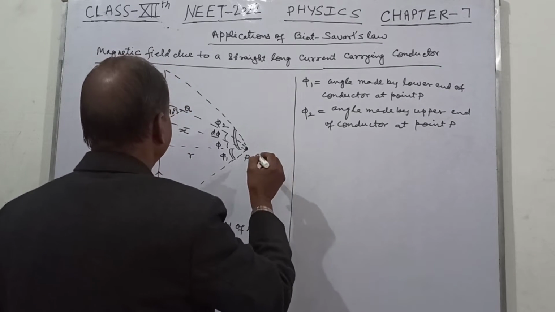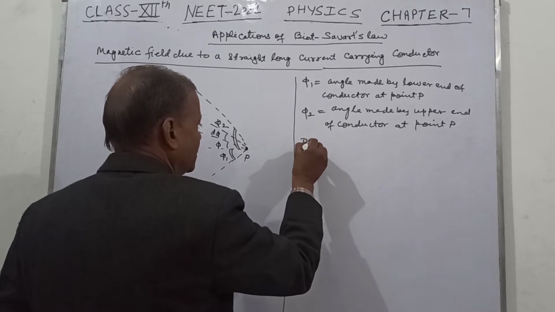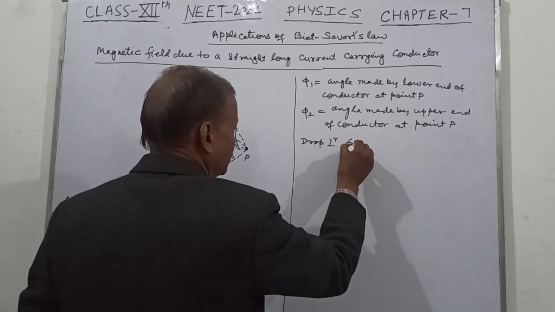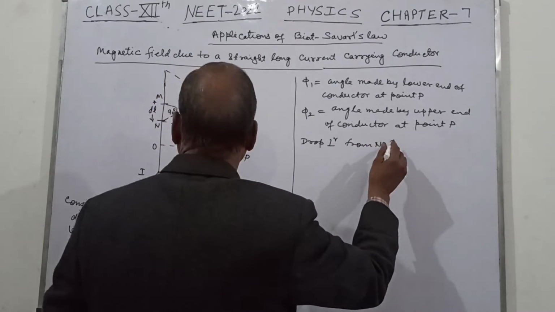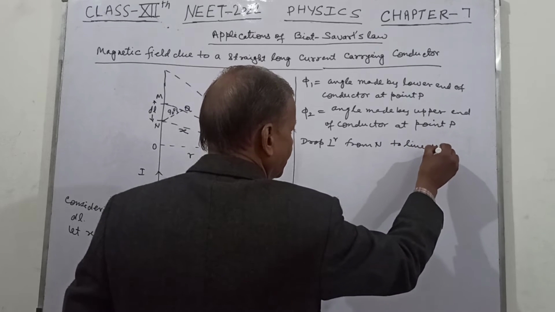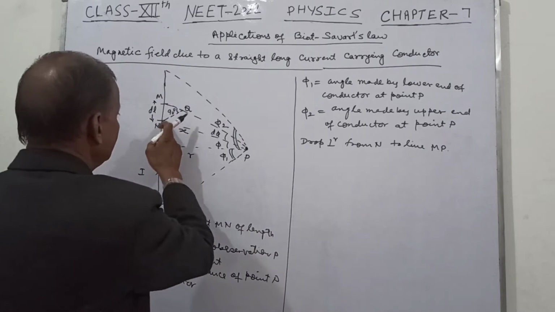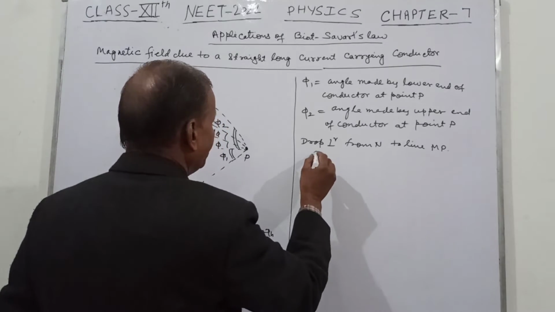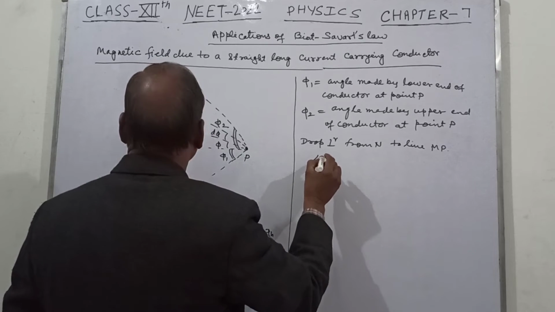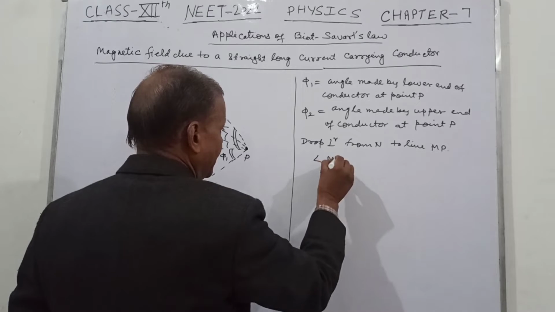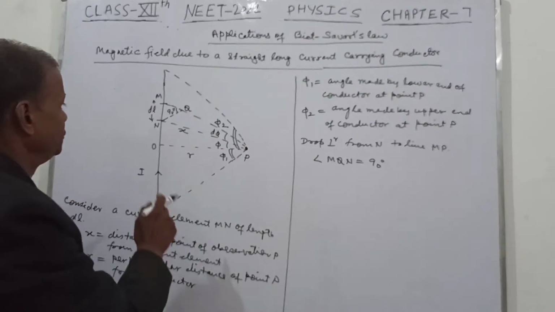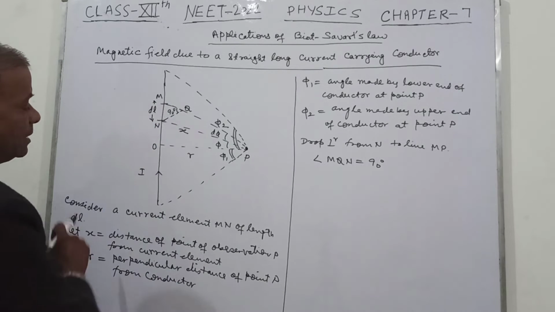So now what we have? Draw a perpendicular from N to line MP. So this perpendicular is NQ. This angle MQN is equal to 90 degrees. So this is a right angle triangle.